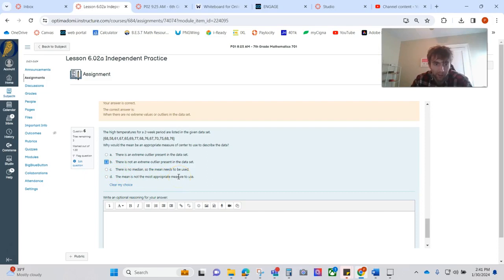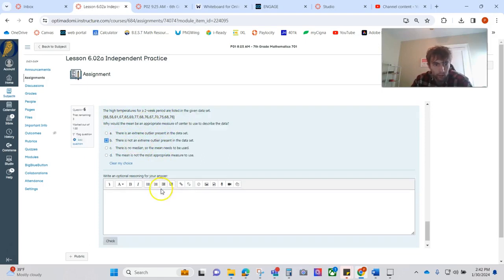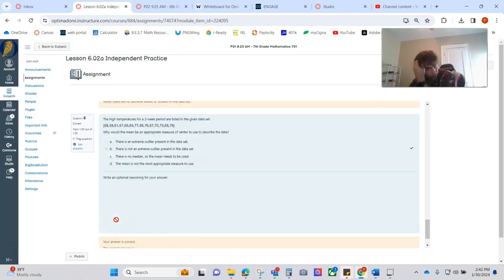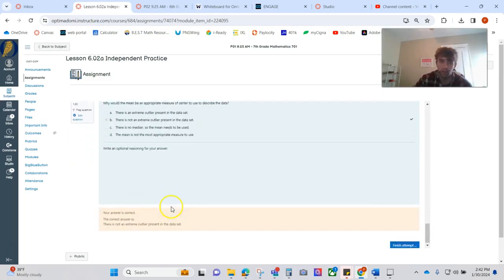Why would the mean be appropriate? It would not be appropriate. No, I think it would be because there's no outlier in the data. It looks kind of even. There's 60s, 50s, 70s. So I think it's B is our answer. But we have lots of tries too. Yeah, I got it correct.